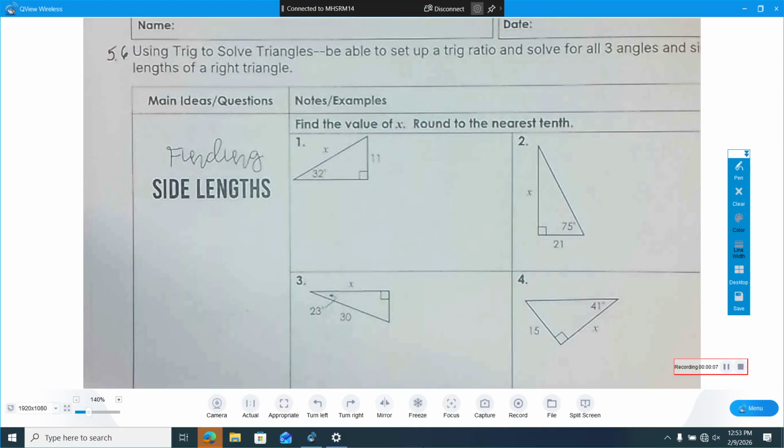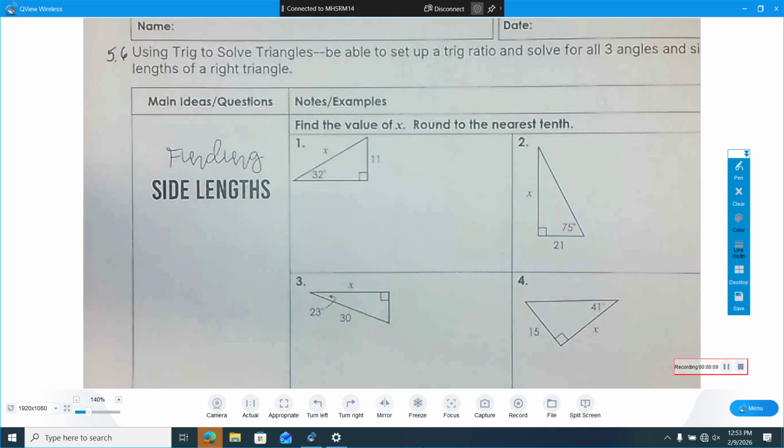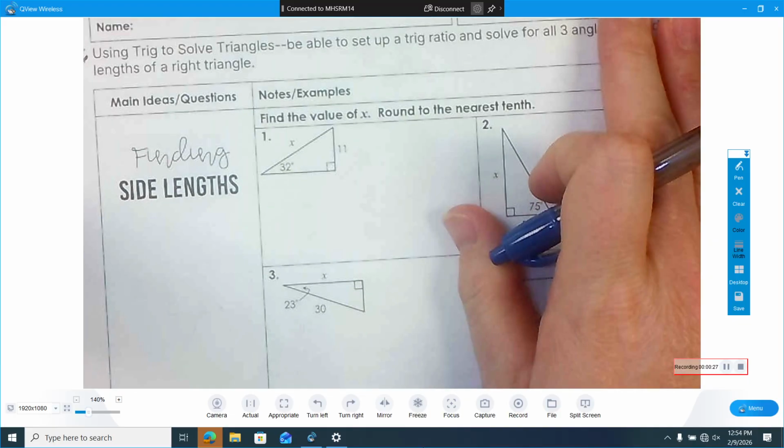Okay, all right. So today we're using trig to find missing sides and angles. Super easy day. And your assignment in Delta Math has a little bit of review from Thursday, so keep that in mind.